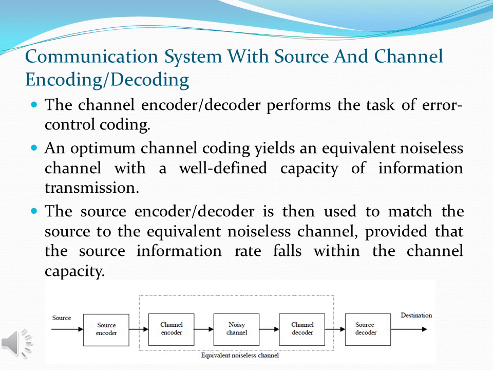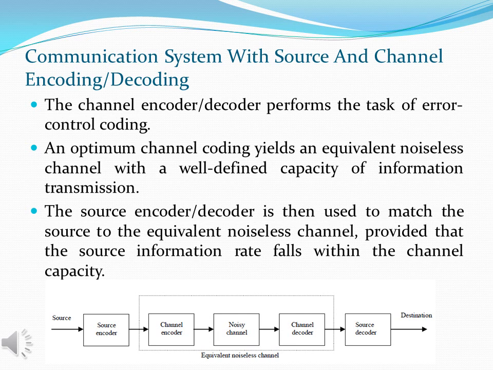Let us think of a simple communication system with source and channel. Now we can see from the picture that there is a source encoder where the source information is coming. Then it is going to a channel encoder where the channel coding is being done. It is then passed on to a noisy channel where the noise can be added up. Then there will be a channel decoder to decode back the original source information. Finally, there will be a source decoder and then it will go to the destination. So the channel encoder decoder basically performs the task of error control coding.